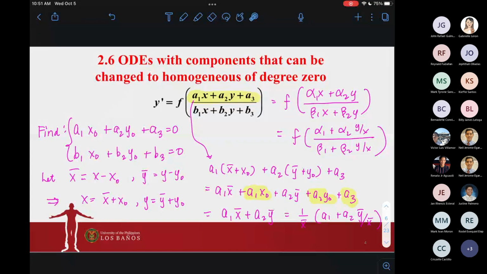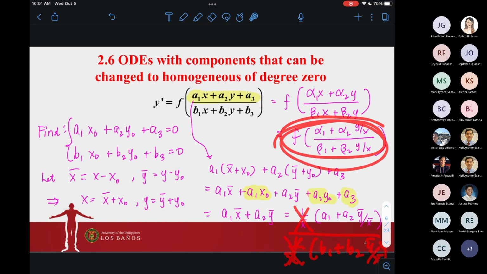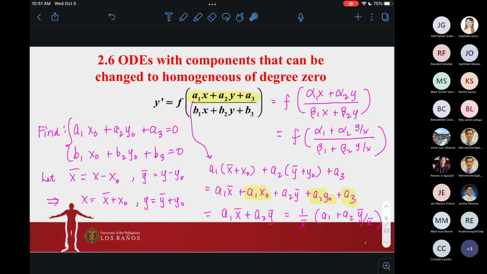Yes, that's it. Right? Tapos pwede kong i-factor uli yung 1 over x bar. So magkakaroon ako ng 1 over x bar ng b1 plus b2 y bar over x bar para dun sa variable sa denominator. Tapos yung 1 over x bar ng taas at saka baba magka-cancel each other out. So we will have something of this form. Tapos, homogeneous na siya of degree 0.